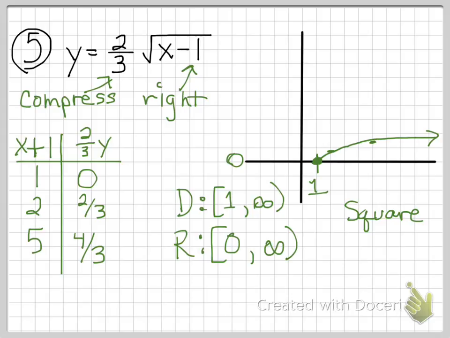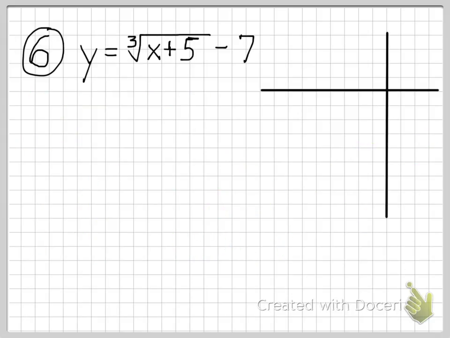Number 6. What kind of function is it? The 3 out in front of the radical tells me that this is a cube root. So we know it's going to have the S shape. What are my transformations? Inside I have a 5. The 5 moves it to the left because we do the opposite. On the outside we have a 7 that's subtracted. That tells us we moved down.